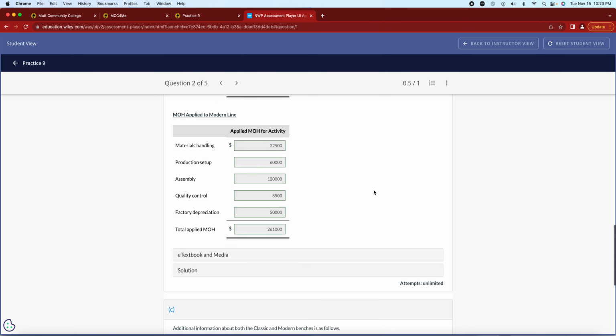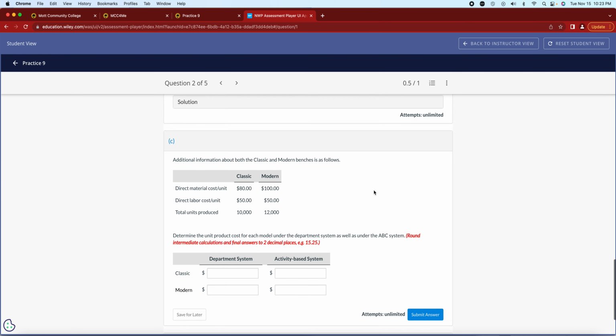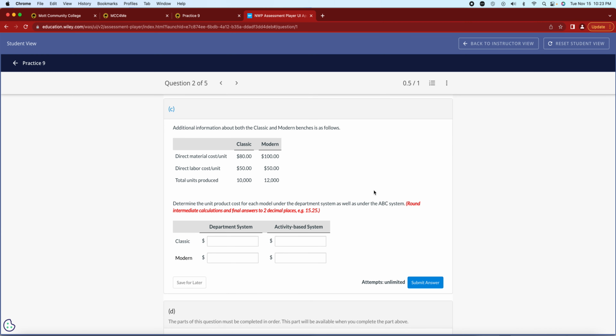There we go. Moving on to the next part, we're being asked to determine the product cost for each one of the models under the department system as well as the ABC system. They have given us the direct material cost per unit for each product, the direct labor cost per unit, and the total units produced. So the direct materials and direct labor are going to be the same regardless of which overhead method I use.